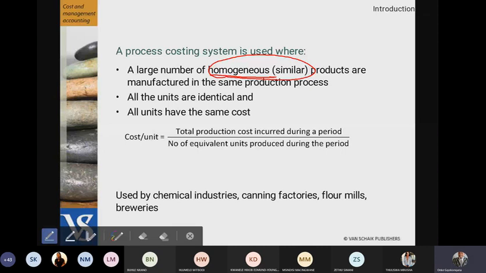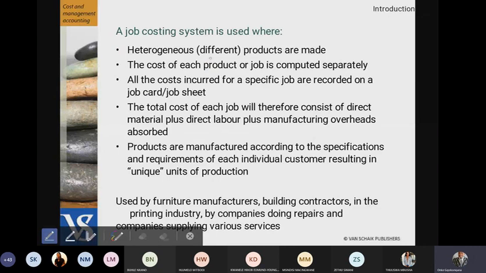Then when we look at job costing, that is where the heterogeneous or different products are made. Then the cost of each product or job is recorded separately. All the costs incurred for a specific job are recorded on a job card. Then the total cost of each job will therefore consist of direct material plus direct labor as well as your manufacturing overheads. So now those are the 3 elements that I was talking about.